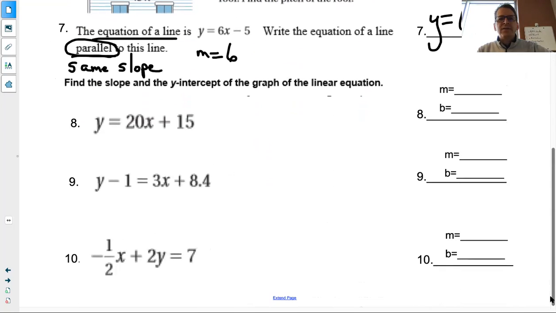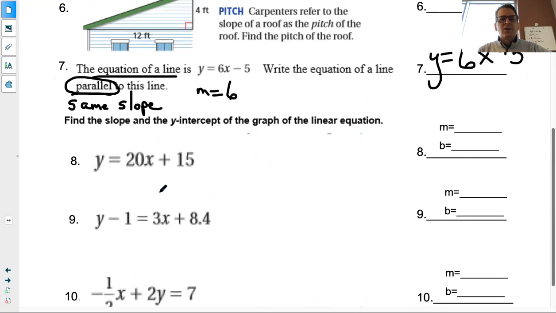Eight, 9, and 10, identifying the slope and the y-intercept of the graph. Okay, so we're going to focus on our slope-intercept form, m times x plus b. For number 8, you can see the slope is 20. M is 20, and the intercept is 15. So fill that in. Number 9 and 10, it's not as obvious. We have to do a little work to get the equation in slope-intercept form.